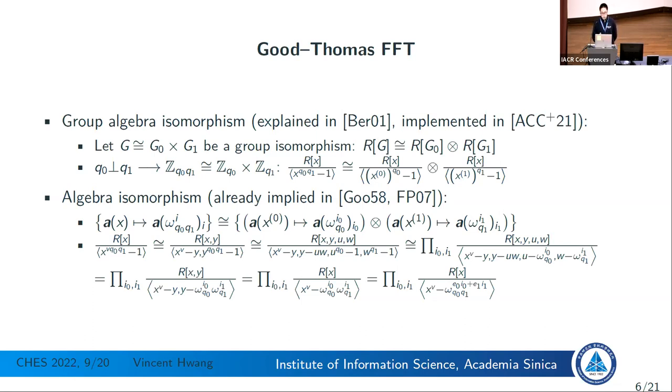However, the originally proposed Good-Thomas FFT is actually much stronger than just a group algebra isomorphism. Essentially, the FFT is about a one-to-one correspondence between the set of NTTs and the set of tensor product of NTTs by permuting the coefficients. So no arithmetic is introduced for establishing the one-to-one correspondence.